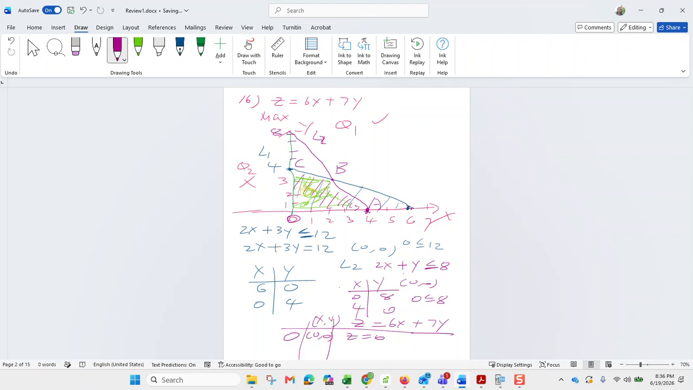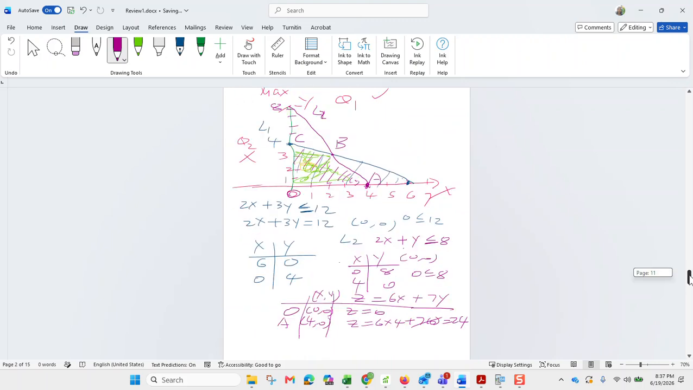We cannot use this point because this point is not in the region. Point A here, x is 4, y will be 0. So if you plug it into here, 4 times 6 plus 7 times 0, right? This will be 0, so that's 24. Apparently 24 is greater than 0, right?